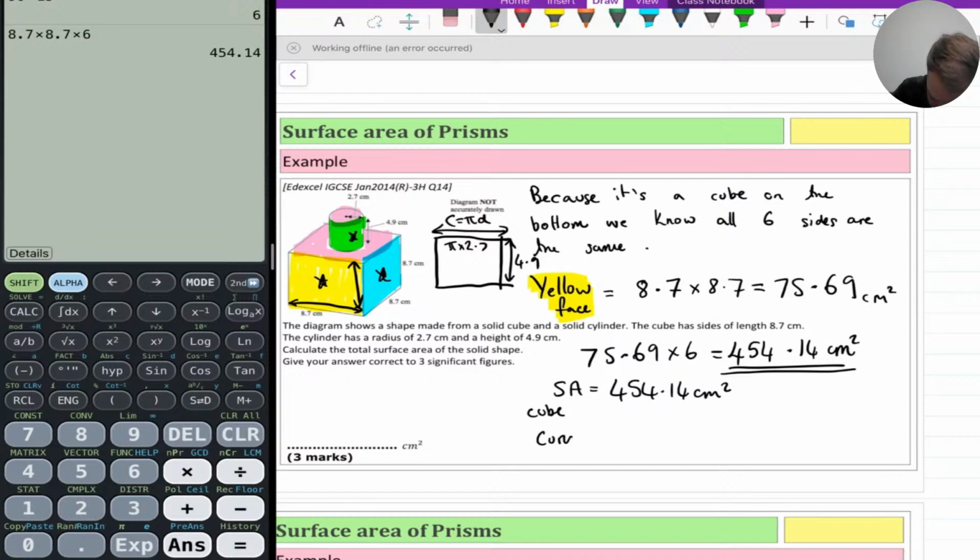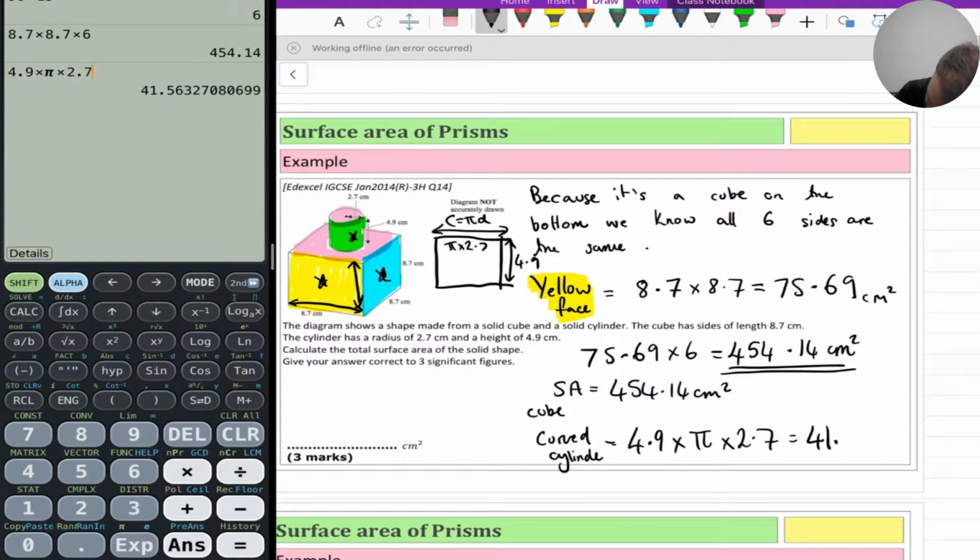Okay, so the curved part of the cylinder is equal to, now I know this is hard, the height, which is equal to 4.9, times the circumference, which is going to be pi times 2.7. This one is really tricky. So 4.9 times pi times 2.7 is equal to 41.56.